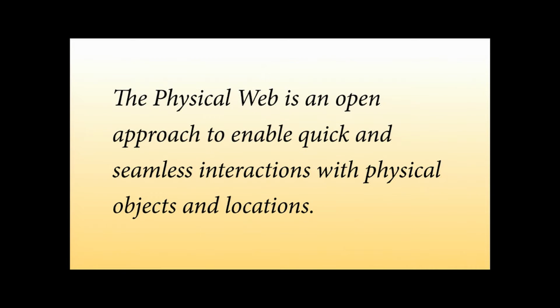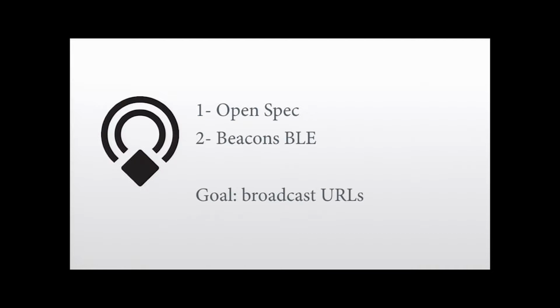So the physical web is an open approach to create quick and seamless interactions with physical objects and locations. In English, that means it's a Bluetooth beacon like this one that is basically broadcasting URLs. So if you have a URL that has to do with some physical location, a conference, a bus station, or something like that, you can stream the URL of the website or your progressive web app through one of these little guys. That's a new spec. Okay, it's open.